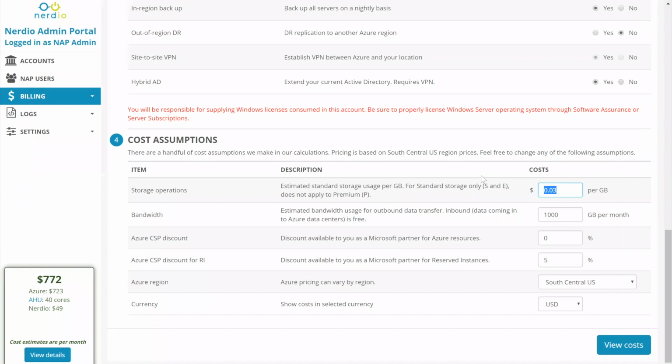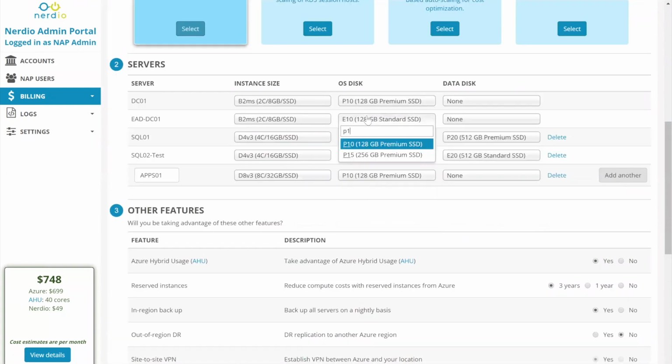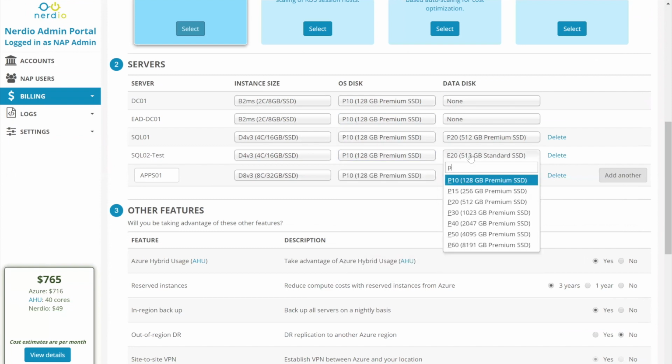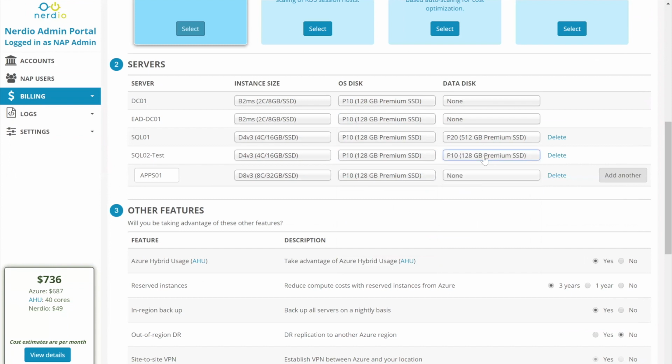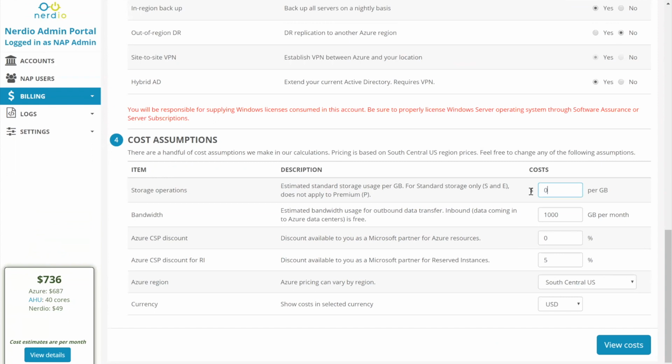If we zero this out, you'll see that the total will decrease a little bit. However, if we had all of these disks set to P, so let's go through and do that. So if we set this to P, and this to P, and this one as well, right? So now we have P disks only, then basically this should not have any impact, right? Because it's only adding transactional cost to standard storage.